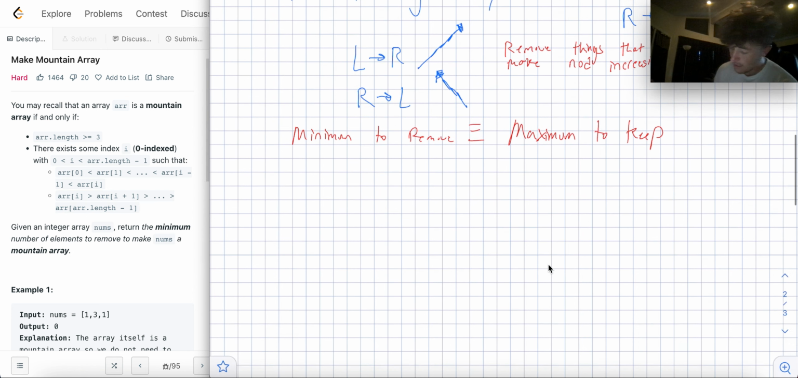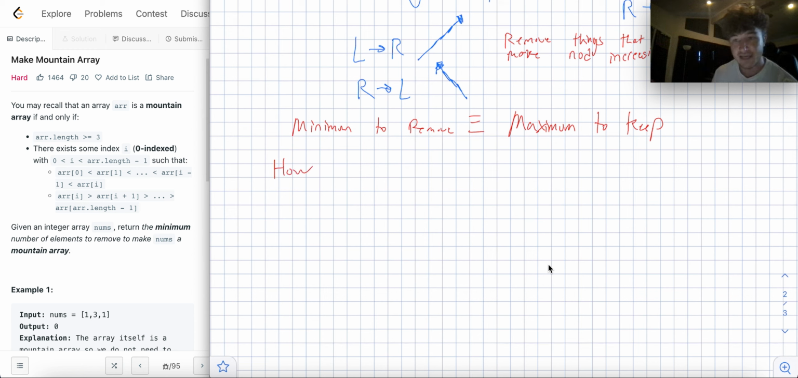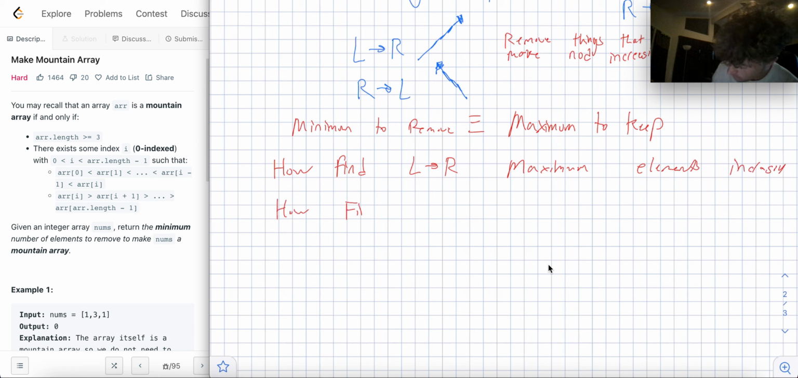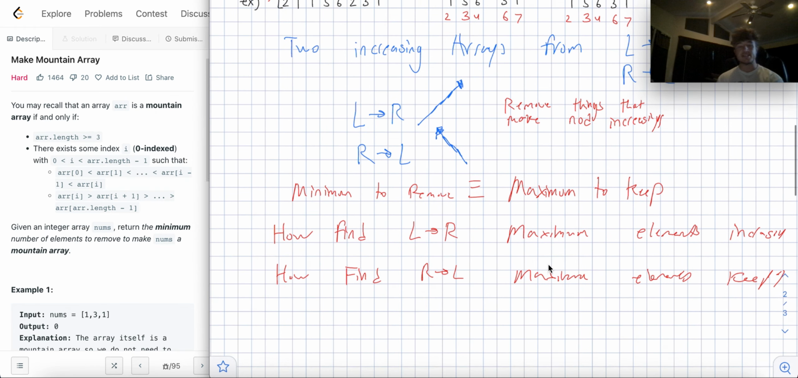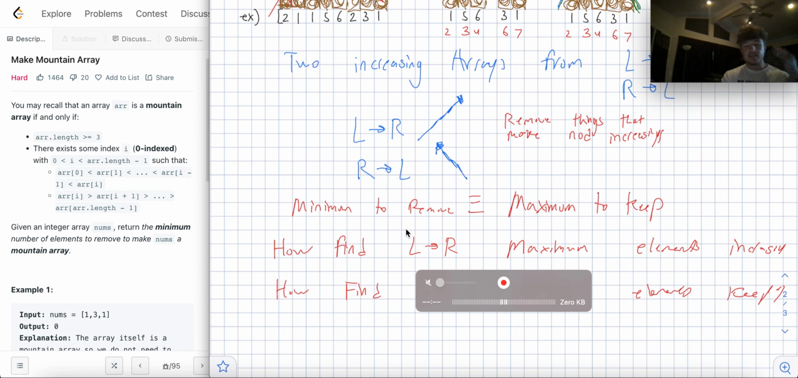So the equivalent statement is, well, how do we find left to right maximum elements increasing? How do we find right to left maximum elements keeping? So that's what we're doing, right? This problem is equivalent to saying left to right, right to left, and instead of minimum to remove, we're trying to do the maximum to keep. Okay? So how do we find left to right maximum elements increasing?